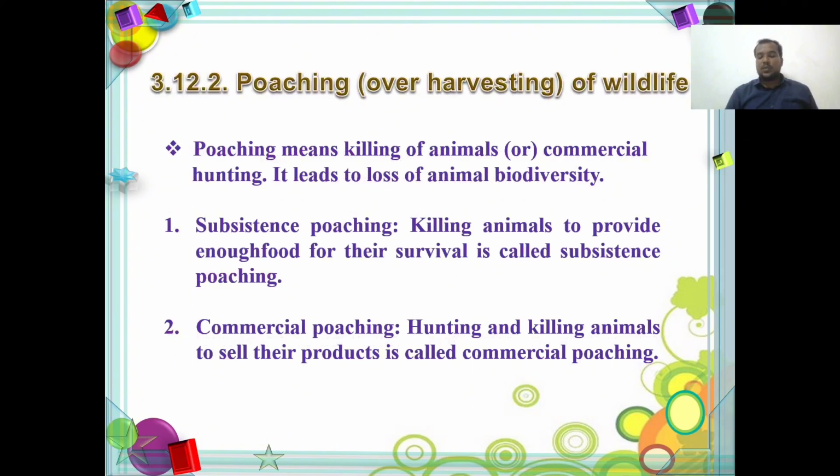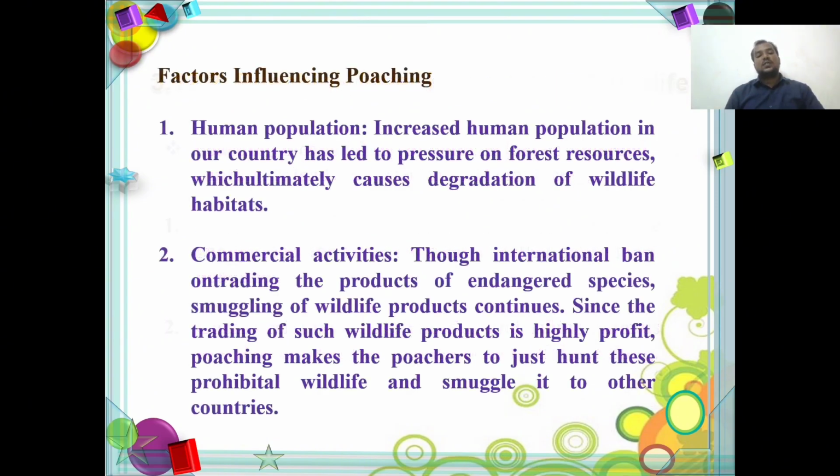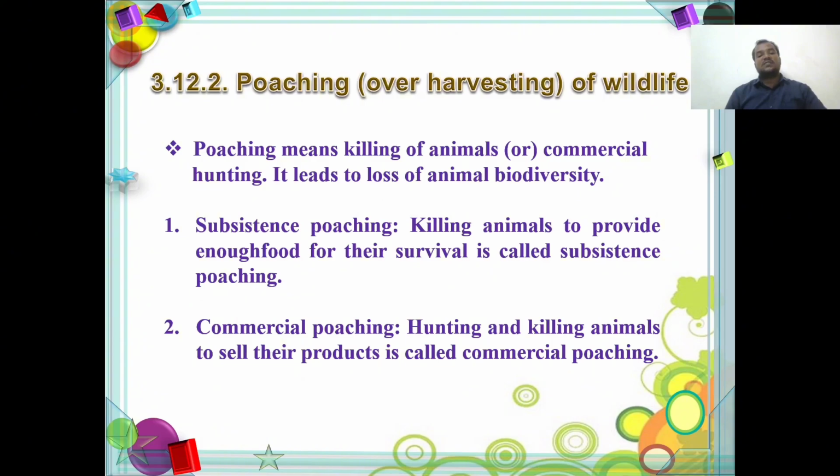Then poaching of wildlife animals. It means killing of animals or commercial hunting, that is known as poaching. Poaching leads to loss of animal biodiversity. It is carried out for commercial and subsistence purposes. So these are the reasons for poaching of wildlife.